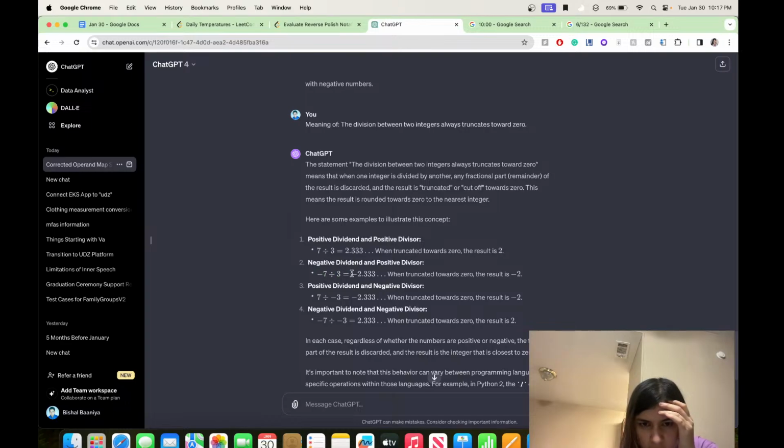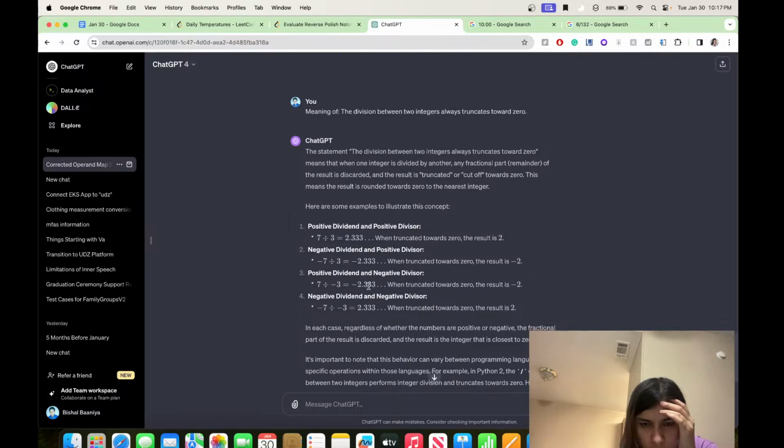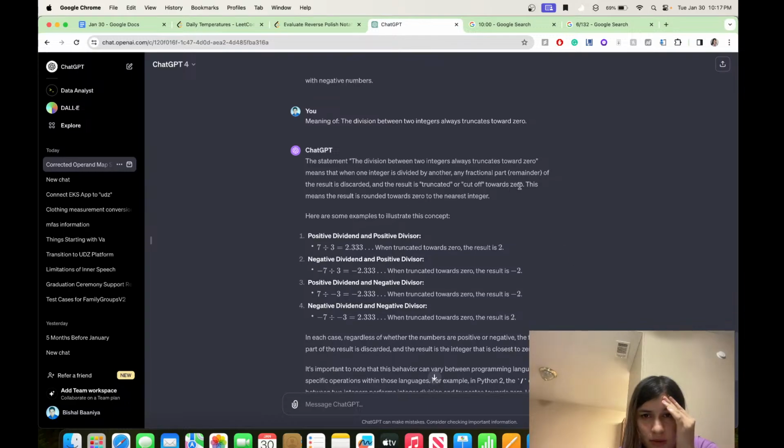And minus 7 divided by 3, minus 2.33, the result will be truncated towards 0, so it will be -2. And minus 2.333 will also be -2. 2.333 will be 2. It will be truncated towards 0. It means that cut off towards 0. This means the result is rounded towards 0 to the nearest integer.